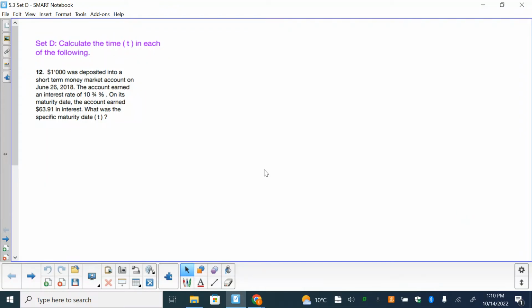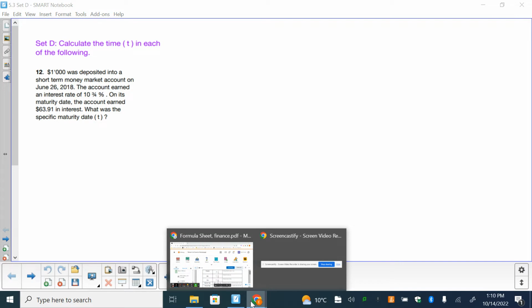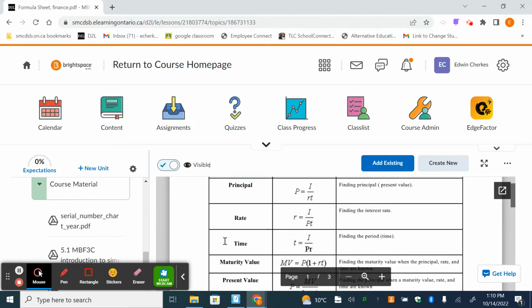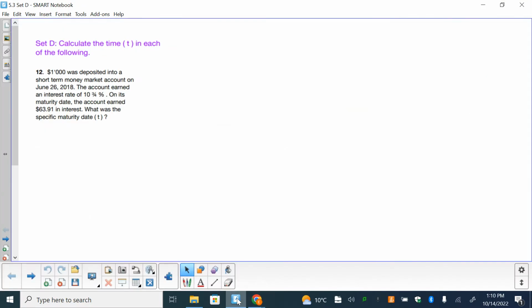So in this set D, you're solving for time. We've done that before, but if we go to the formula package, you go to time. So T equals I over PR. Now keep in mind, when we solve for T, it's going to be in years.